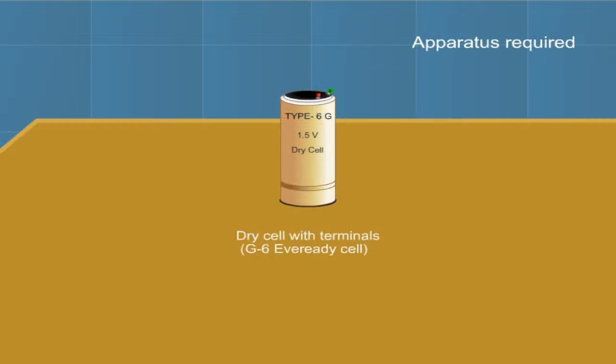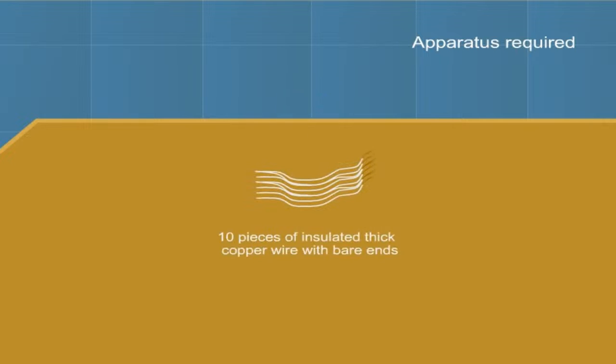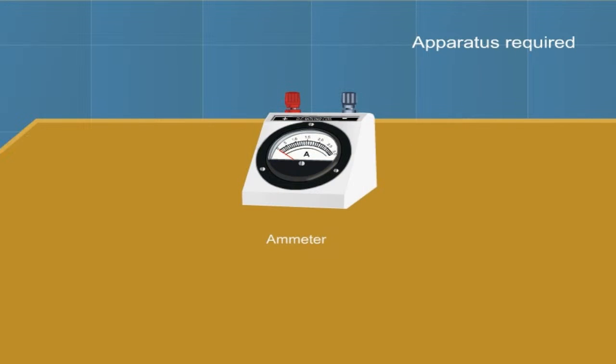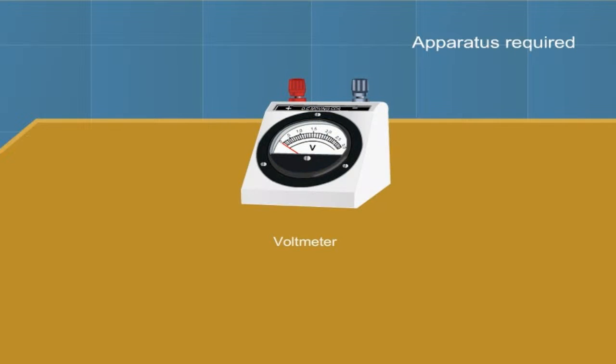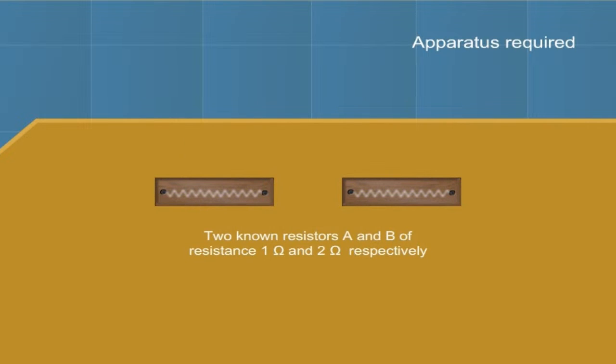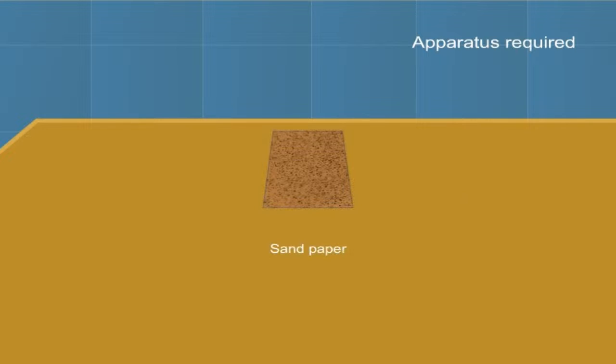To determine the equivalent resistance of two resistors when connected in parallel. Apparatus required: dry cell with terminals, G6 ever-ready cell, 10 pieces of insulated thick copper wire with bare ends, single key or one-way key, ammeter, voltmeter, rheostat 10 ohm, two known resistors A and B of resistance 1 ohm and 2 ohm respectively, sandpaper.